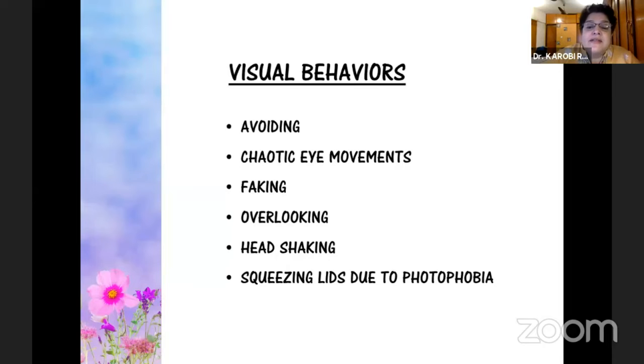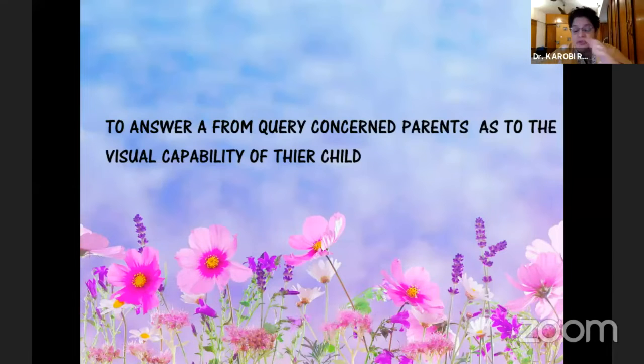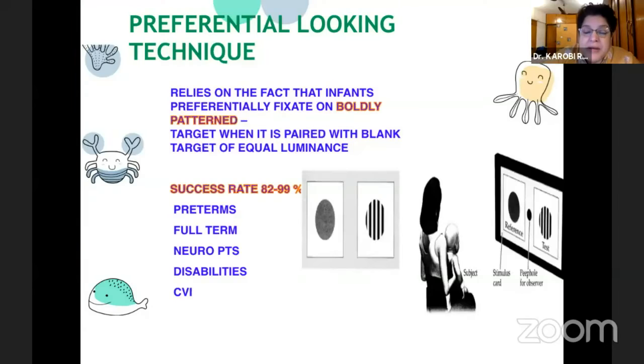And there are certain visual behaviors which tell you that if the child avoids looking, has chaotic eye movements, faking, overlooking, head shaking, or squeezing the eyes because of photophobia, all these things tell you that there is a great degree of visual dysfunction. So, to answer the query, how much can my child see? This is a very common concern of the parents.